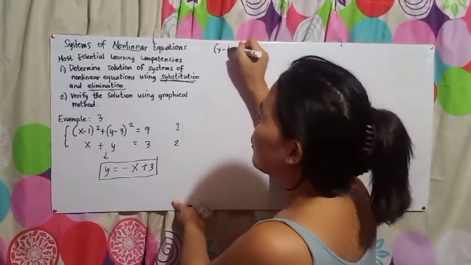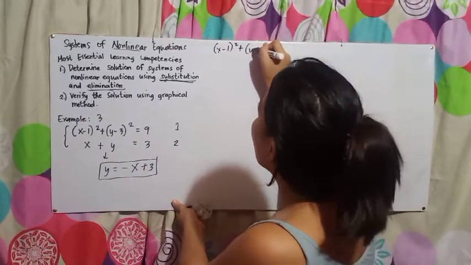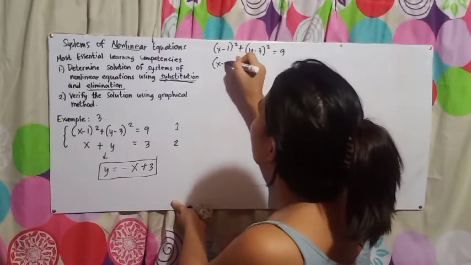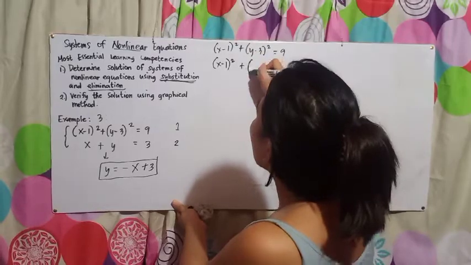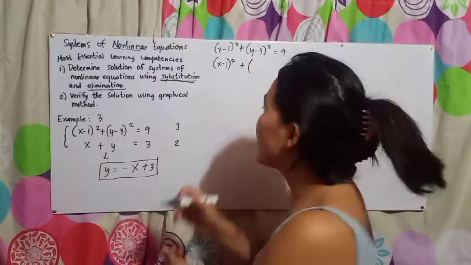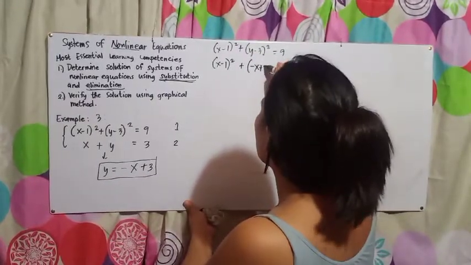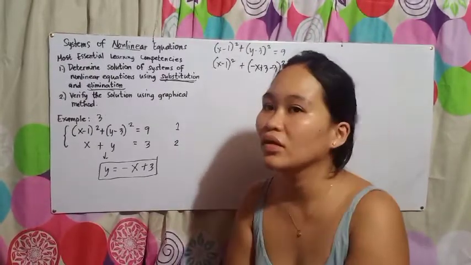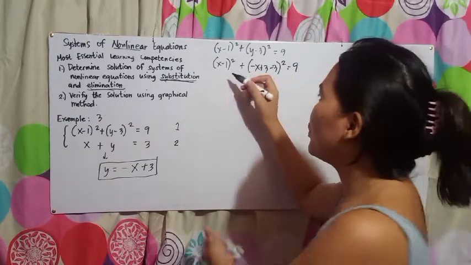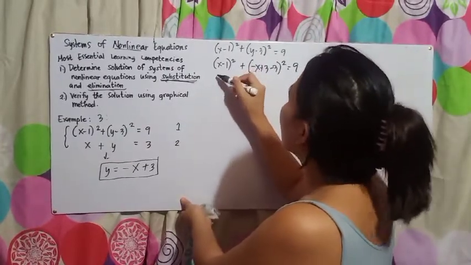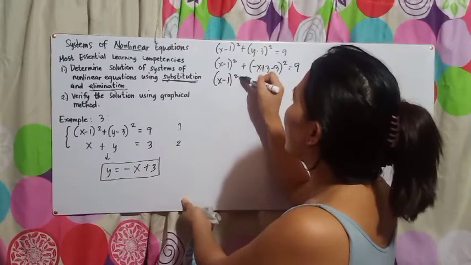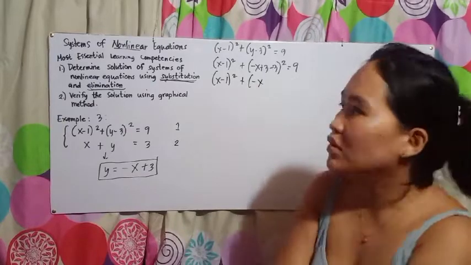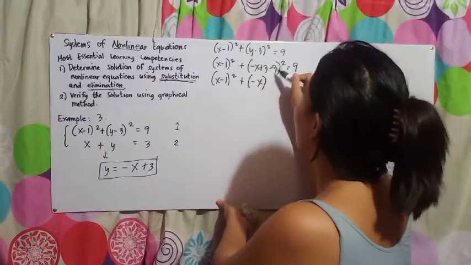So, x minus 1 squared plus y minus 3 squared equals 9. So, x minus 1, and the y is negative x plus 3. Okay, next is to compute. So, x minus 1 squared plus negative x, positive 3 minus 3 is 0. So it is 0, we just copy.